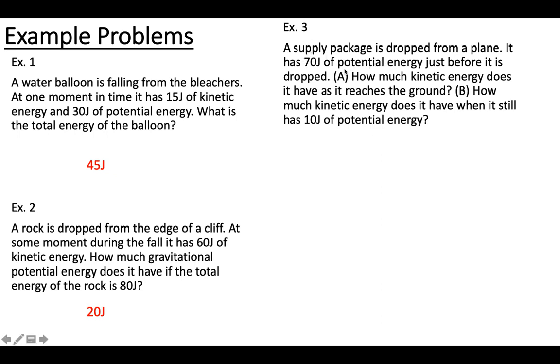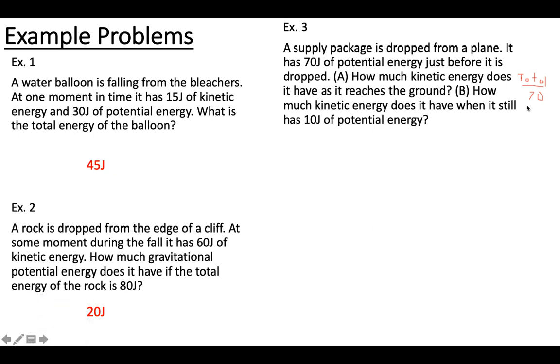Okay? At the beginning, the potential and the total are the same because there is no kinetic. It's not moving. So we know that our total is 70. We know that our total, I should write that, our total is 70. Okay, and that will help us answer both parts of the question here.